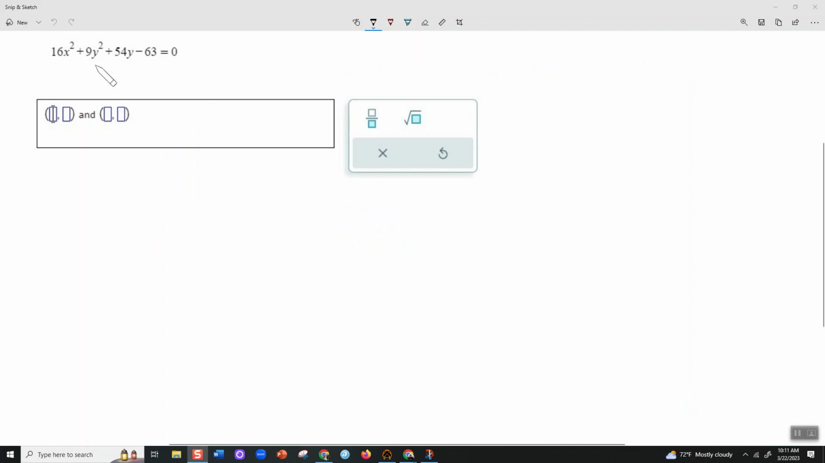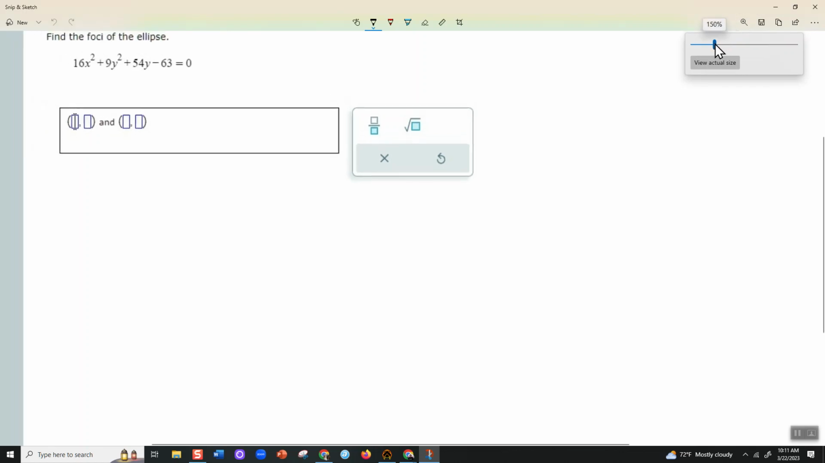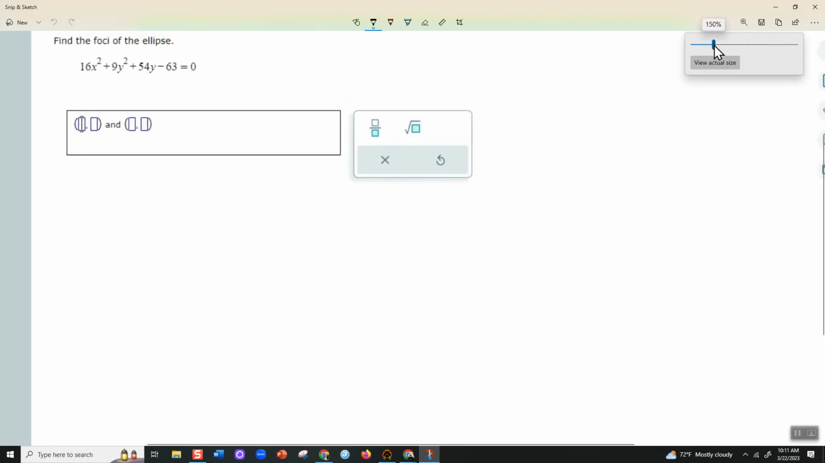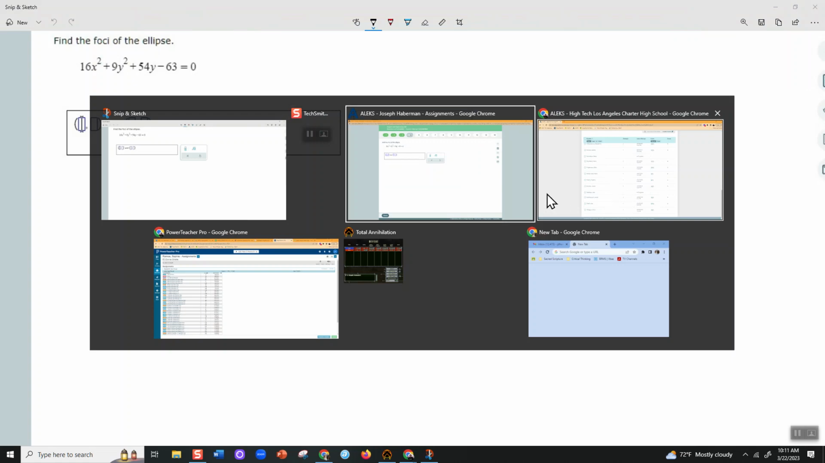Okay, on the next problem, we're trying to find the focus. I should show the directions real quick. Find the focus of the ellipse. So we need to get it in standard form to be able to find the focus. The focus is going to be a distance away from the center. So we need to find the center, and then we need to find the distance away from the center that we're going. Let me show you on Alex.